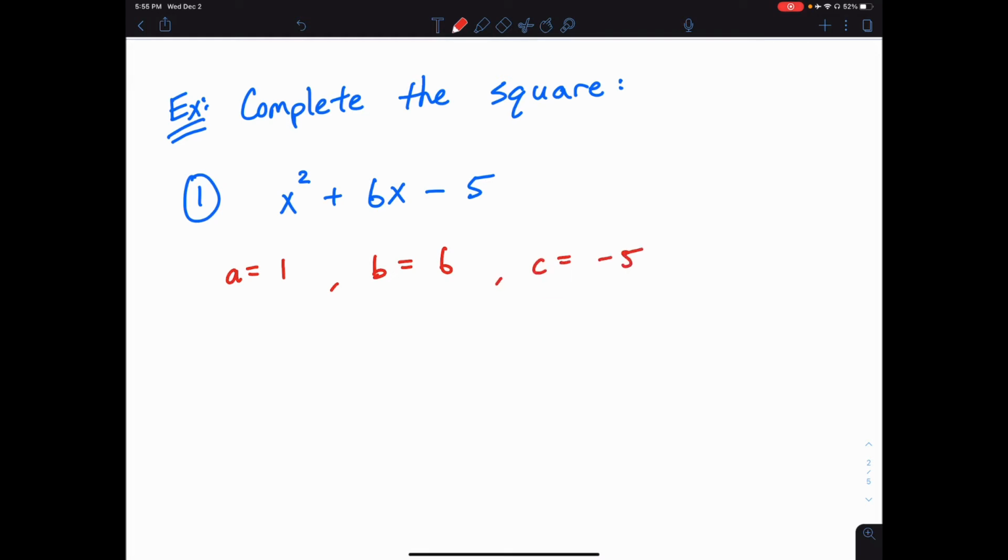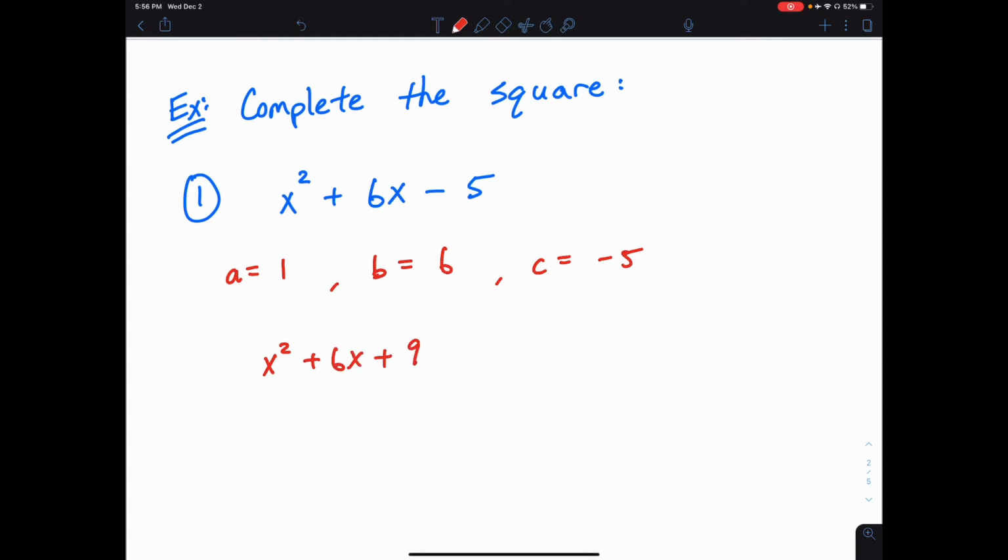So again, we take a look here. A is 1, so we can skip directly to step number 2. And step number 2 says we're going to take half of the b value, in this case 6. So half of 6 is 3. And then we're going to square it. So 3 squared is going to be 9. So we're going to write x squared plus 6x plus 9.